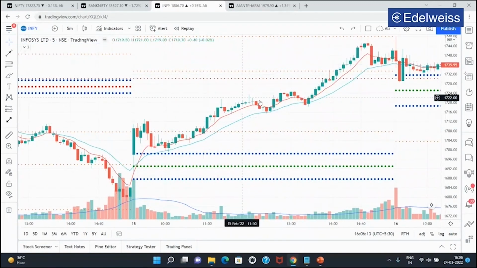It's free of cost, available on tradingview.com. But yes, if you are using 3 indicators, you will have to just remove one indicator, and then you can use this CPR. So in one indicator, I have covered all the things: CPR, pivot levels, and moving averages.